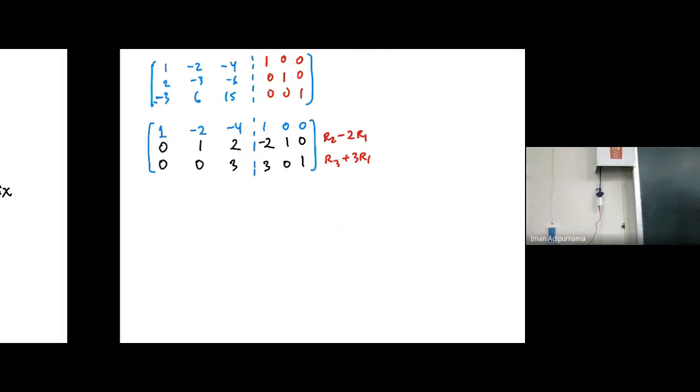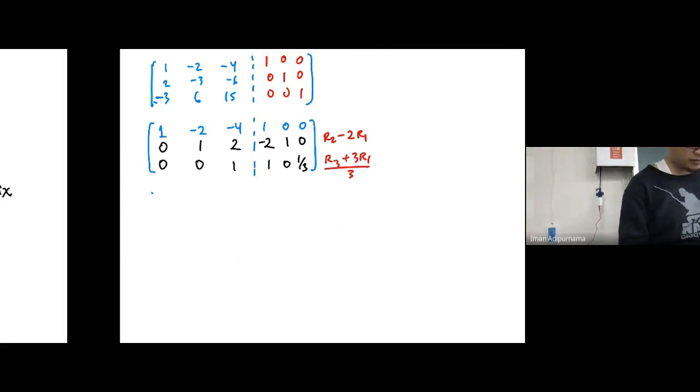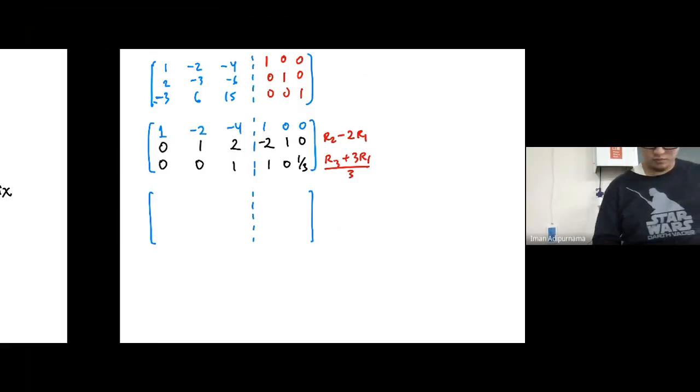Oh, we can divide by 3. So it becomes 1, 1, 1. Okay, so 1 and 1, 1/3. So this becomes 1, 1 and 1/3. So this should be divided by 3. So R1.